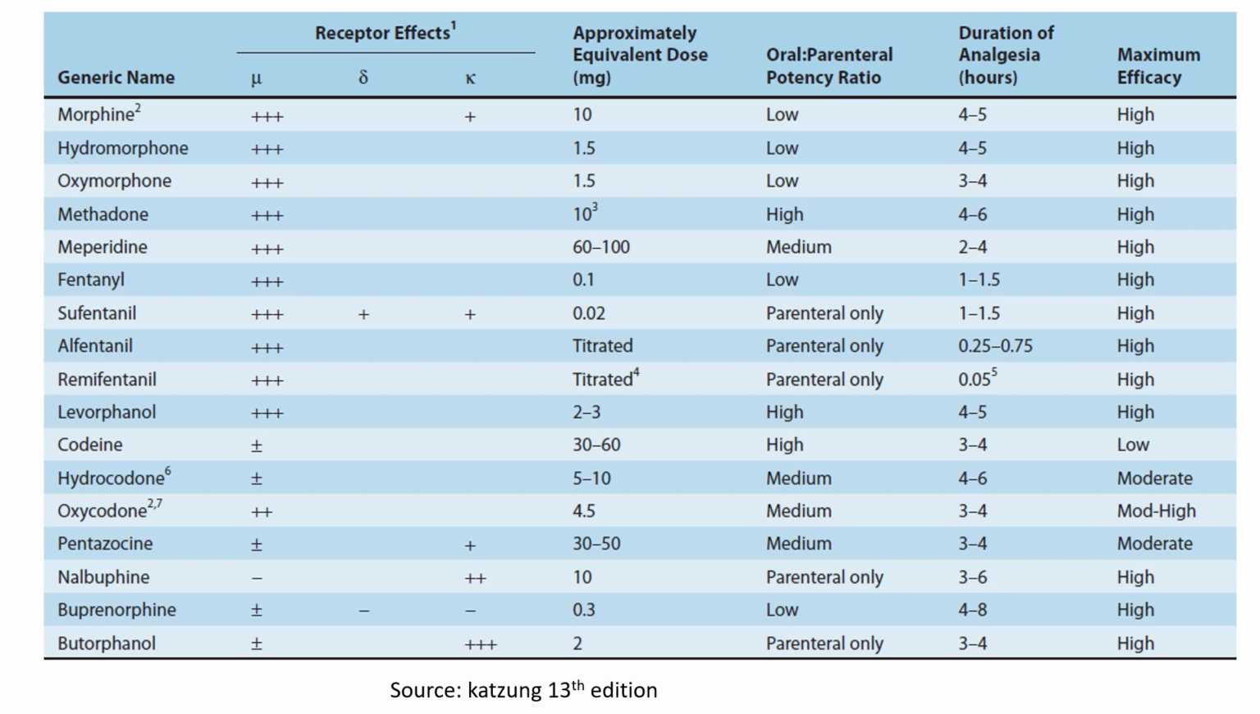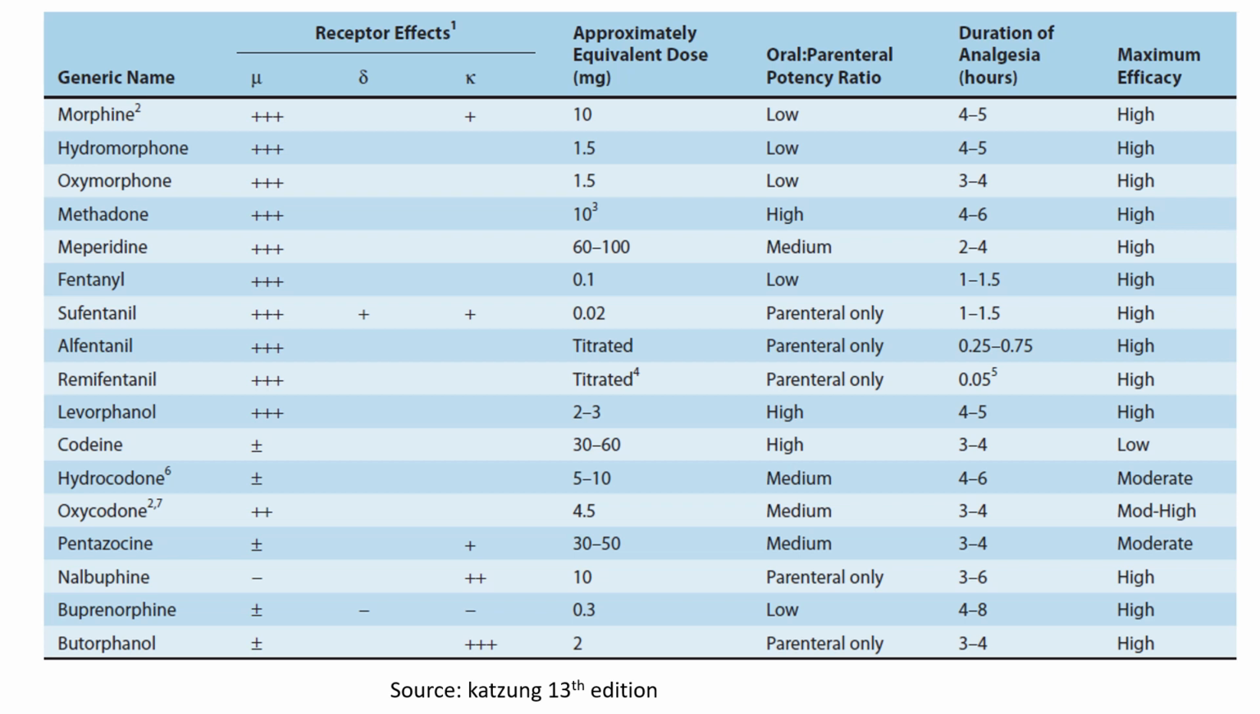Similarly, you can see there is a difference between the different drugs with respect to the oral parenteral ratio. For example, morphine, hydromorphone, and oxymorphone have a low oral parenteral ratio, which means the oral bioavailability is very low, whereas methadone, levorphanol, and codeine have a high oral parenteral potency ratio, so they can be given by the oral route. These are the first few drugs: morphine, hydromorphone, oxymorphone, methadone, meperidine, fentanyl.